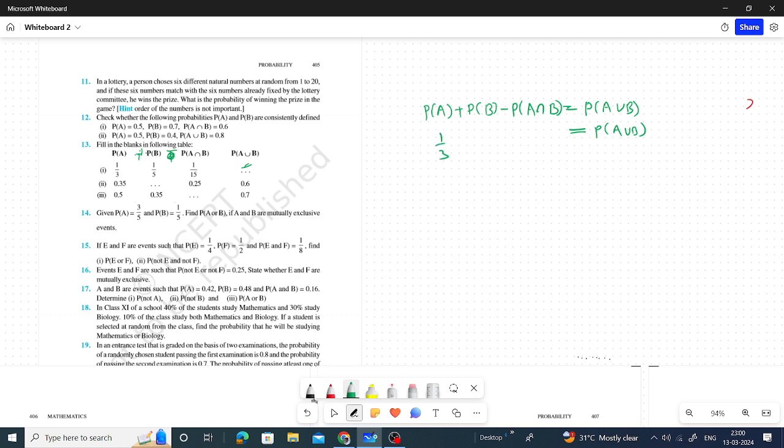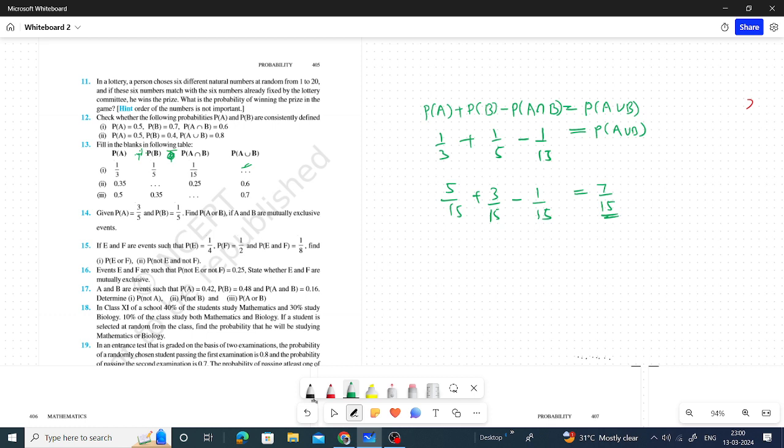1 by 3 plus 1 by 5 minus 1 by 15. 1 by 3 means 5 by 15, plus 3 by 15, minus 1 by 15, is equal to 5 plus 3 is 8, minus 1 is 7 by 15. That is the answer. 7 by 15 is the probability of A union B. Similarly, if one quantity is not given, you can find it out.